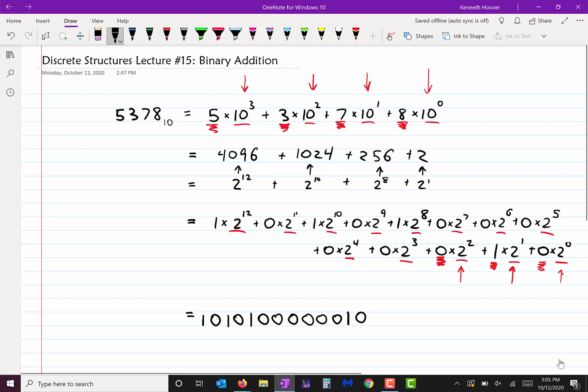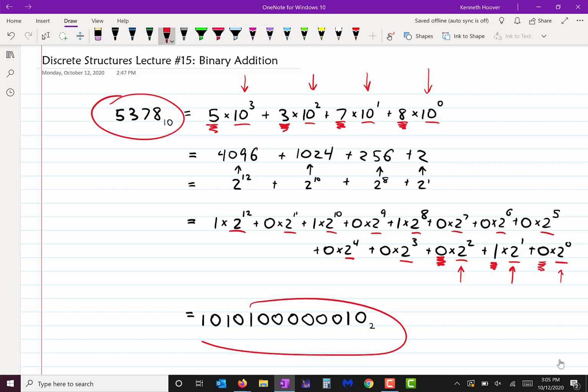Okay, let me put a little 2 here to tell you that that's in base 2. So these numbers are the same number. This is the number 5378 written in base 2. This is the number 5378 written in base 10. Base 10 we call decimal. Base 2 we call binary.